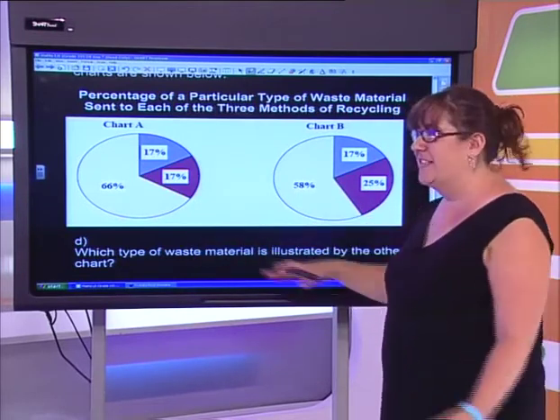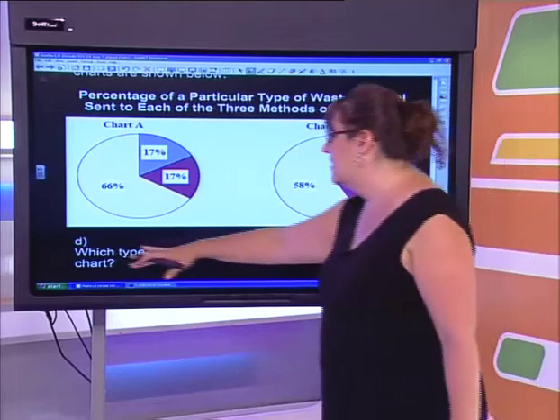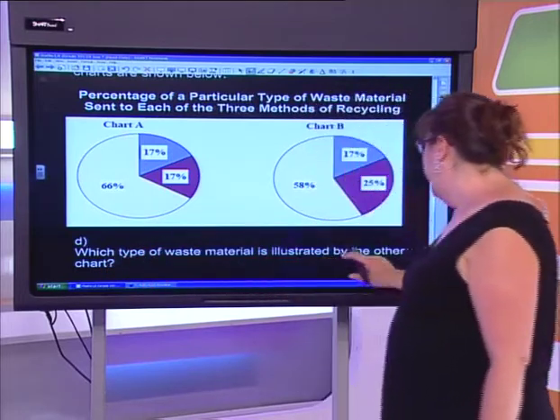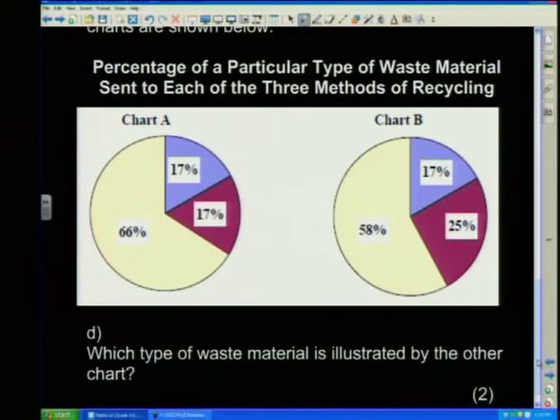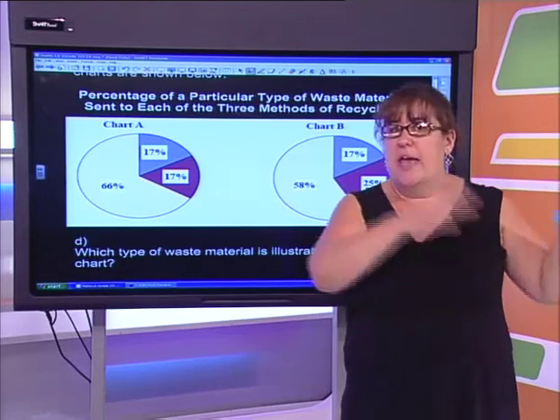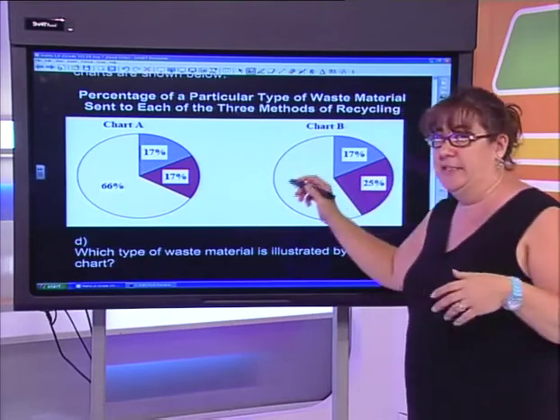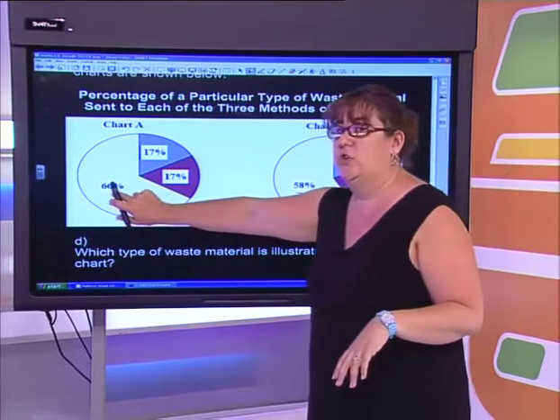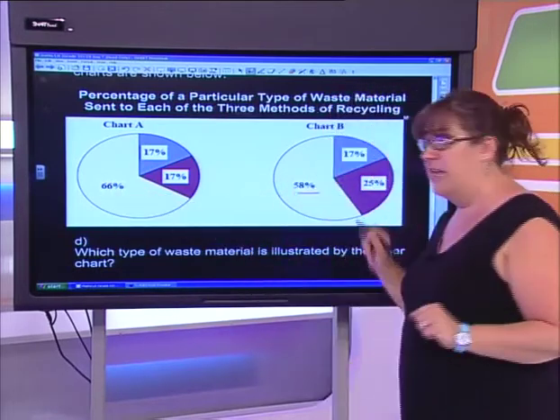Let's try and quickly finish this. I hope we've got enough time to quickly finish this part of the question. Yes, we do. Which type of waste material is illustrated by the other chart? Well, now they're asking us in reverse. So the first time they wanted to know how much was the glass, and now they want to know what this represents. Well, clearly now we're looking for reused at home, because we know that's reused at home from our other chart of 58%.